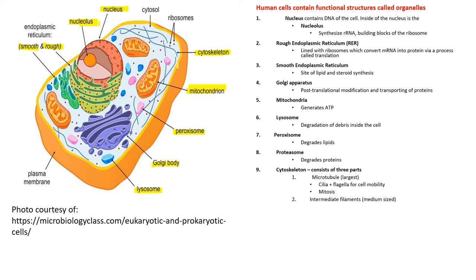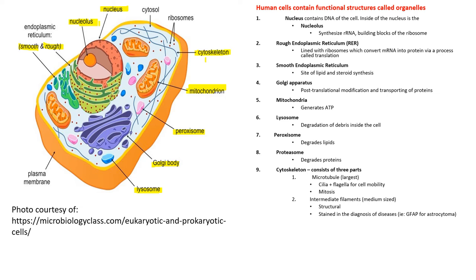The next are the intermediate filaments, which are medium-sized, and these have an important structural role for the cytoskeleton, as well as these structures are stained in the diagnosis of diseases, so the intermediate filaments of the cytoskeleton can be stained, and this can help clinicians determine what disease it is.